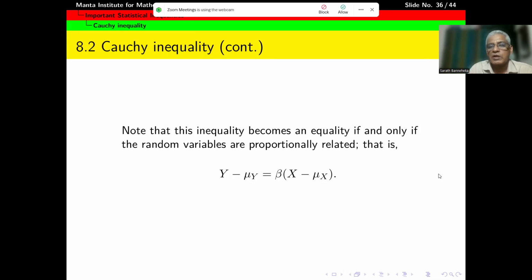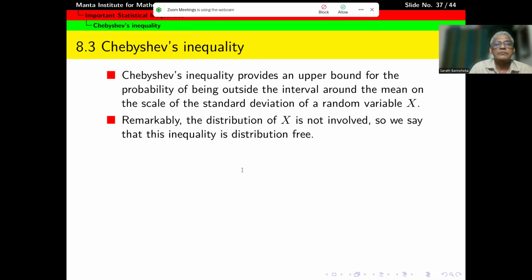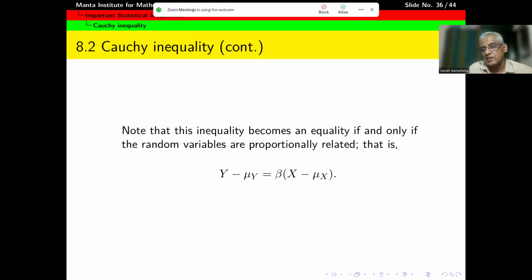That is the situation where the correlation between x and y can be either +1 or -1. It will be -1 if the coefficient of x is negative. Otherwise, it will be positive, right? So that is all about the Cauchy's inequality.